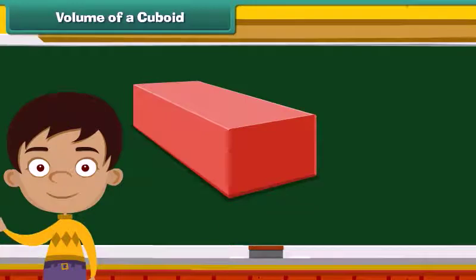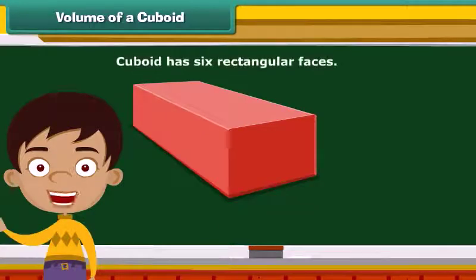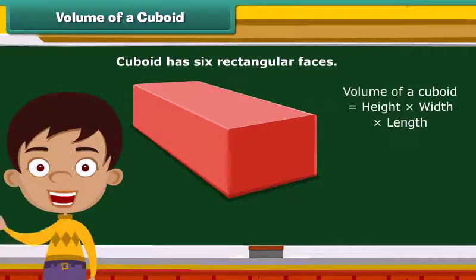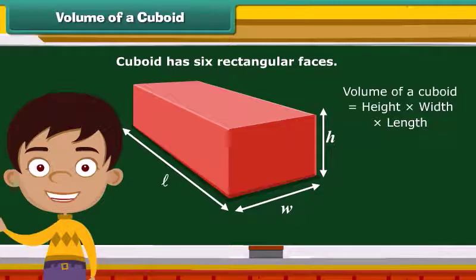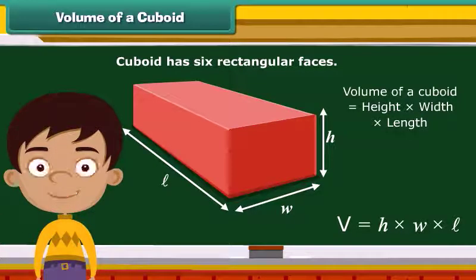Look at this closed box. This is a cuboid, which has 6 rectangular faces. Its volume is calculated as height times width times length, or simply volume equals H × W × L.